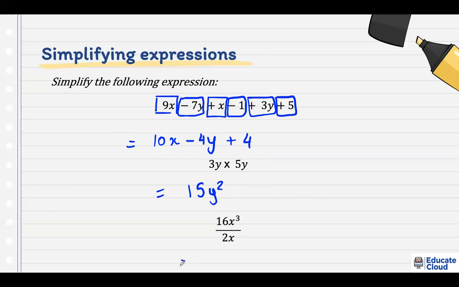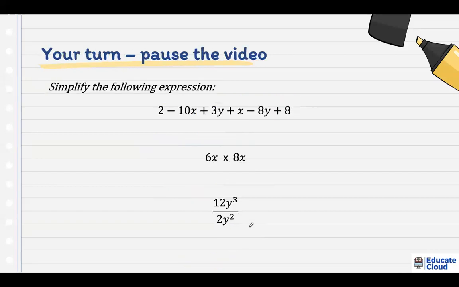And then the last one, you just do 16 divided by 2, which is 8, and then x to the power of 3 divided by x. And this x just serves as an x to the power of 1. You can think of it like there's an imaginary 1 there. And so remember our index laws, x to the power of 3 divided by x to the power of 1, you take away the powers because it's division, and so it becomes x squared. So our simplified expression for this is 8x squared. The last thing is this, so pause the video, have a go, and then we will go through the answers.